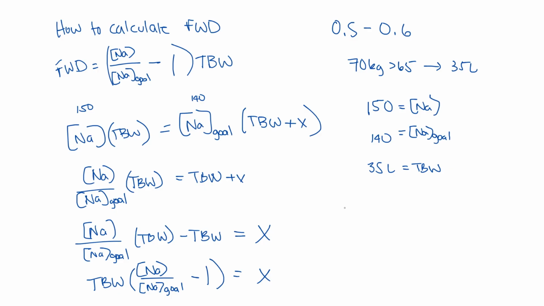Well, I'll plug it into this equation, so 150 over 140 minus 1 times 35 liters equals my goal. And I can calculate that out really quickly. Just going to do some math, so 150 to 35. And this gives me an X of 2.5 liters. But that's my deficit in this moment. That doesn't include my insensible losses for the day.